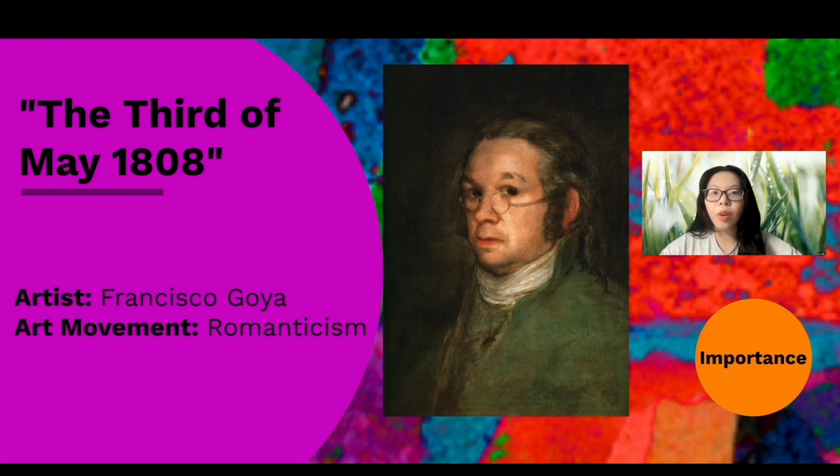Let's look at The 3rd of May 1808 first. The painter of this work is Francisco Goya, the most important Spanish Romantic painter of the late 18th and early 19th century. And the art movement of this work is Romanticism, which began around the late 1700s until around the 1830s and sought to express deeper, more subjective aspects of life, especially social and political events.